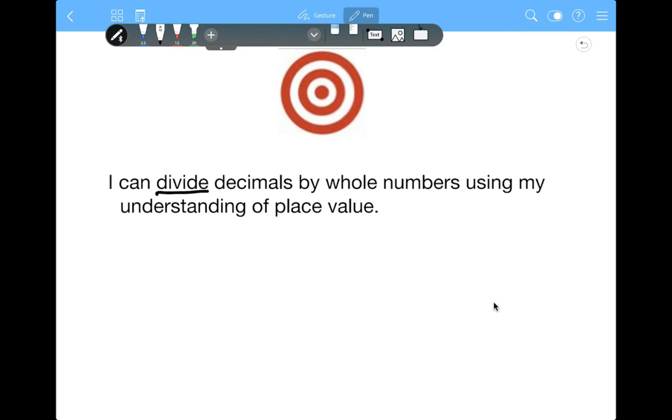So we're just going to keep going. We've been multiplying decimals using the area model. And now we're going to divide by single digit whole numbers. So you're not going to be dividing by decimals, you're just going to divide by single digit numbers. And we're going to use our understanding of place value and our place value chart to do that.